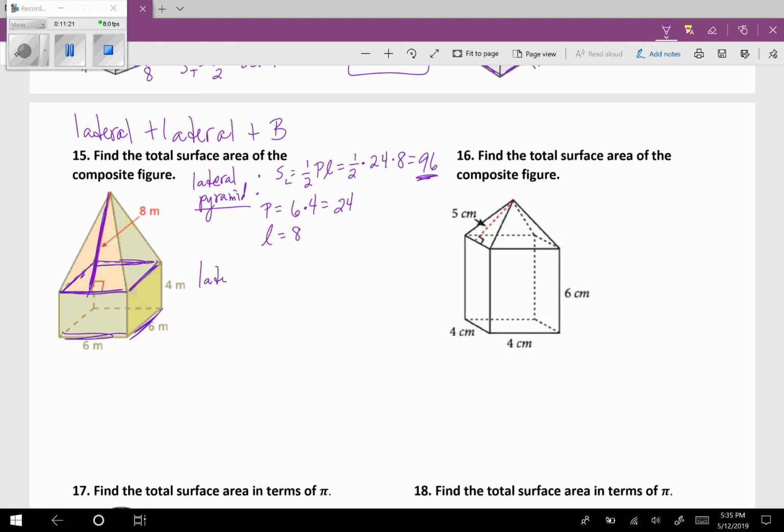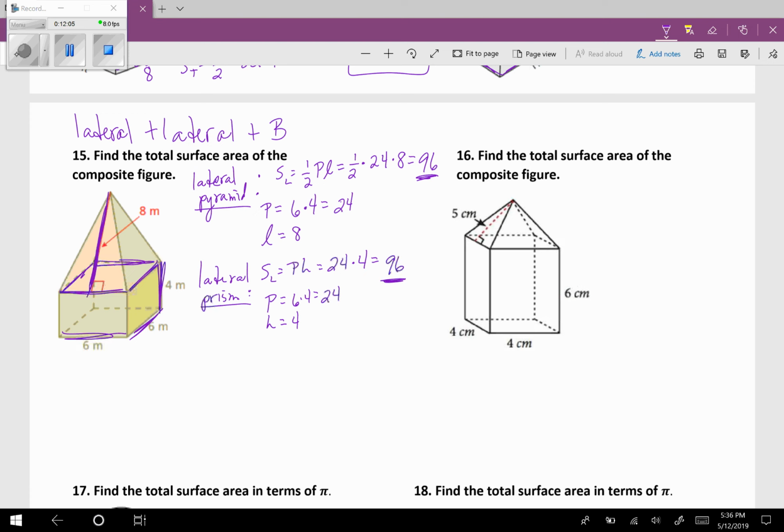Now we have to do the lateral of the prism. Again, it's P times H. Y'all, it's the same shape base, so it's going to be the same perimeter. 6 times 4, 24. H, the height of the prism. Well, how tall is this prism from top to bottom? 4. So it's just 24 times 4, which is, again, 96.